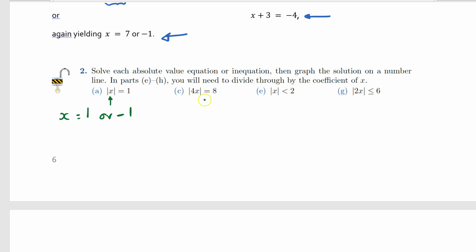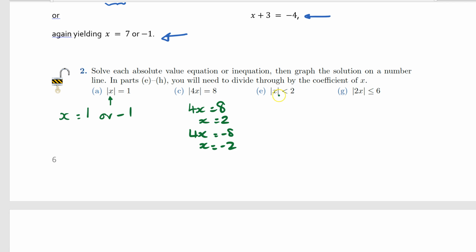For our next one, mod of 4x equals 8, then either 4x equals 8, so therefore x equals 2, or 4x equals minus 8, therefore x equals minus 2. I'm not going to graph these on a number line just because I would just be putting closed circles.